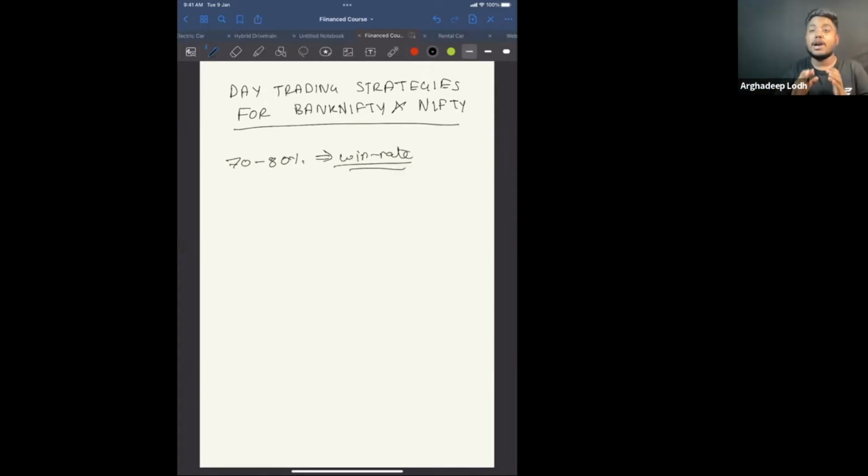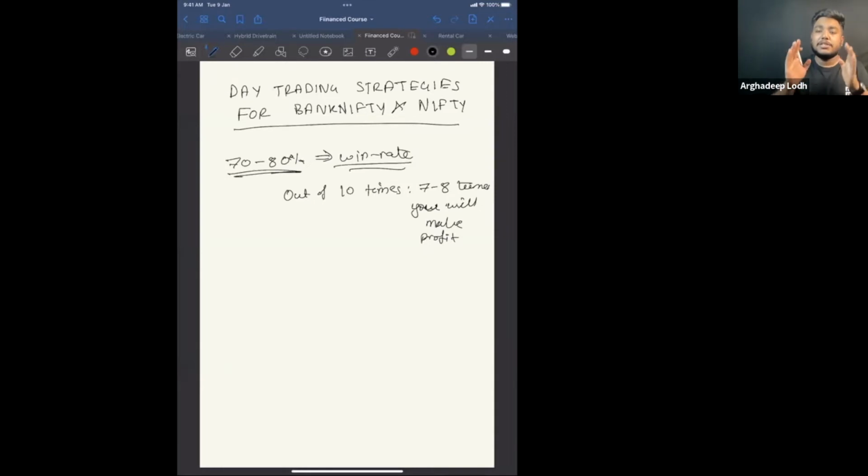So what does this mean? This means that out of 10 times, 7 to 8 times you will make profit. So the first type of strategy is the strategy with a very good win rate, meaning 70 to 80%. You can imagine, out of 10 times, 7 to 8 times your target will hit. This is one type of strategy.